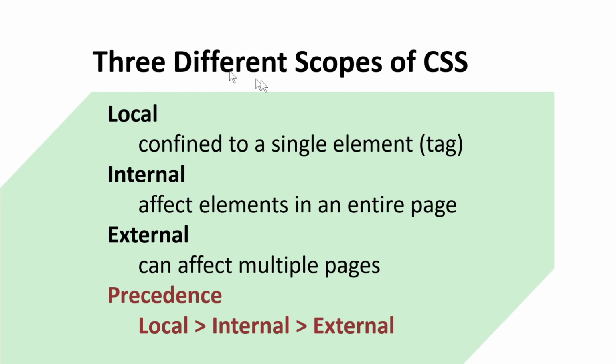Three different scopes of CSS. One, local, confined to a single element tag. Internal, affecting elements in the entire page. External, which can affect multiple pages. Precedence: combine local, internal, and external.